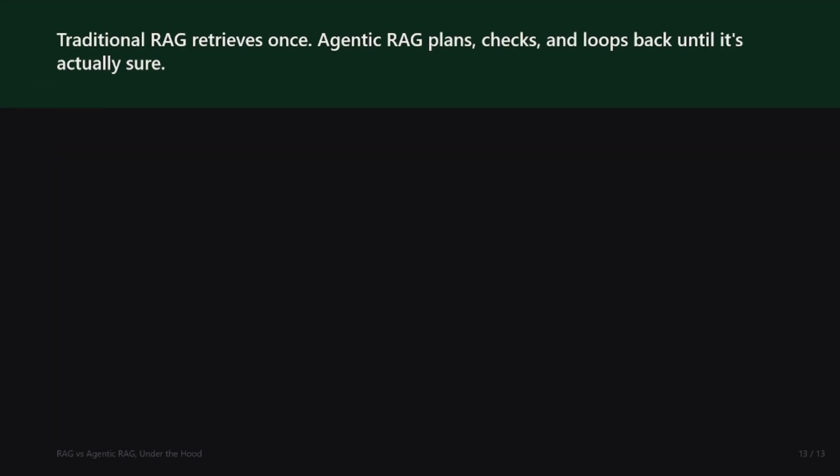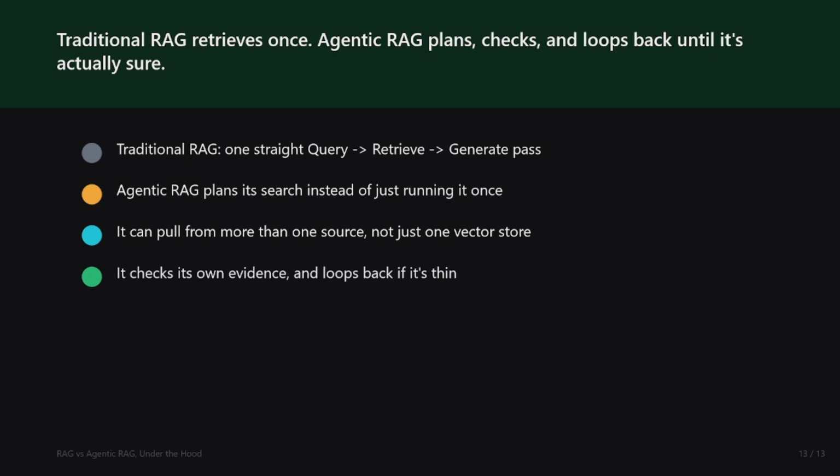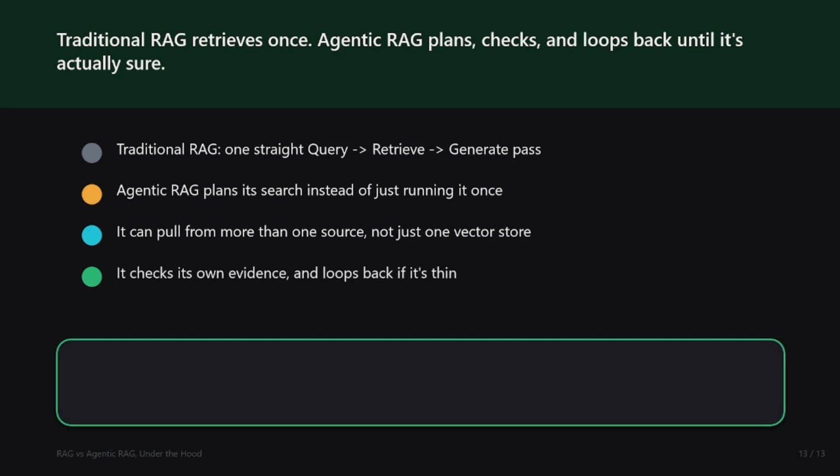Let us recap the main idea. Traditional RAG retrieves once and answers. Agentic RAG plans the search, can use multiple sources, checks the evidence, and searches again if required. Traditional RAG is good for simple and fast lookups. Agentic RAG is better when the question is complex, needs multiple sources, or needs stronger evidence. So the key difference is not only retrieval, the key difference is the loop: plan, retrieve, check, and improve before answering.